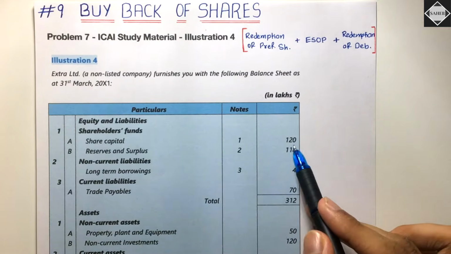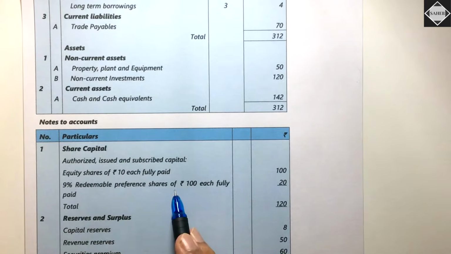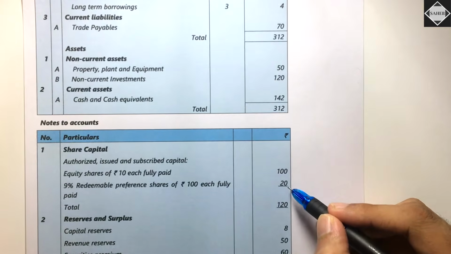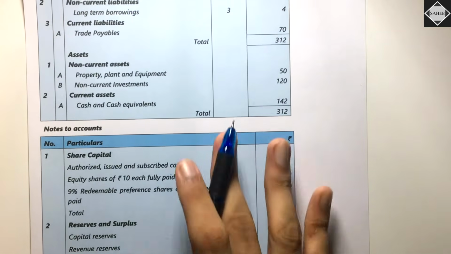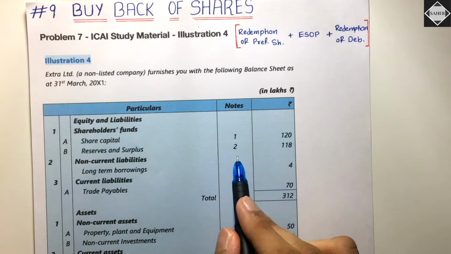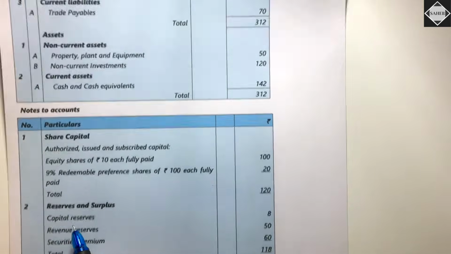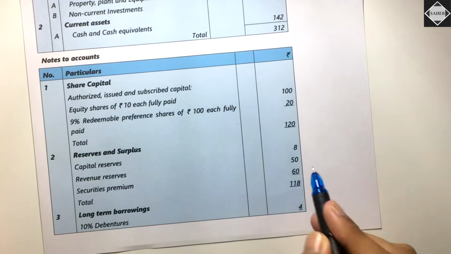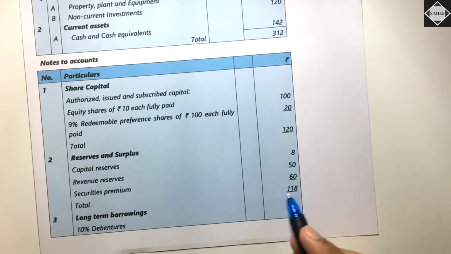So see the balance sheet. Share capital 120 lakhs, Note number 1. We have equity share capital as well as preference share capital: 100 lakh equity share capital and 20 lakhs preference share capital. Equity share face value is rupees 10 and preference share face value is rupees 100. Next we have reserves and surplus, 118 lakhs, Note number 2. Capital reserves 8 lakhs, revenue reserves 50 lakhs, which is a free reserve, and securities premium 60 lakhs. In total that's 118 lakhs.